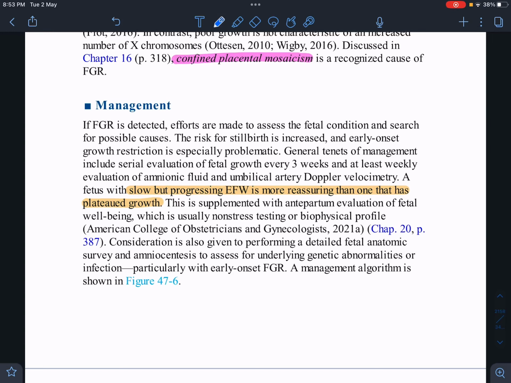This is Dr. Smita from KMC Manipal and we'll be continuing our topic, management of FGR, and we are reading this from the book Williams. This is the 26th edition.